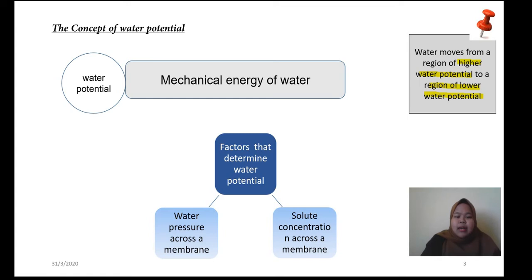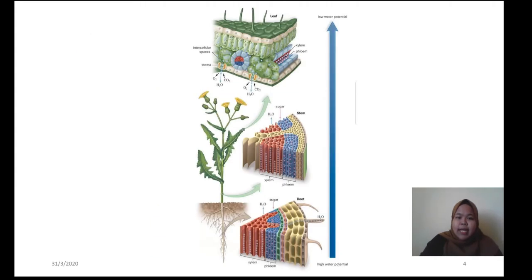There are two factors that determine water potential. First is water pressure across a membrane, and second is solute concentration across a membrane. Okay, let's take a look at this picture. As we can see, there is an arrow representing that as it goes up, water potential becomes lower.